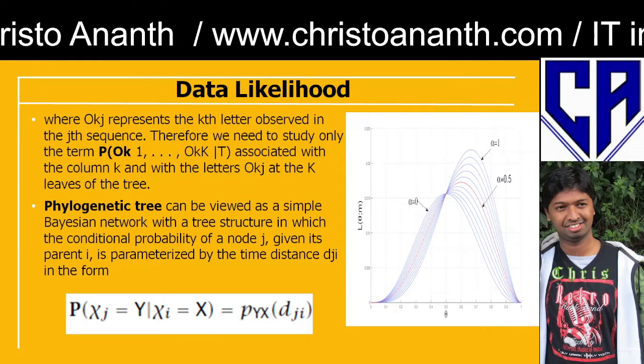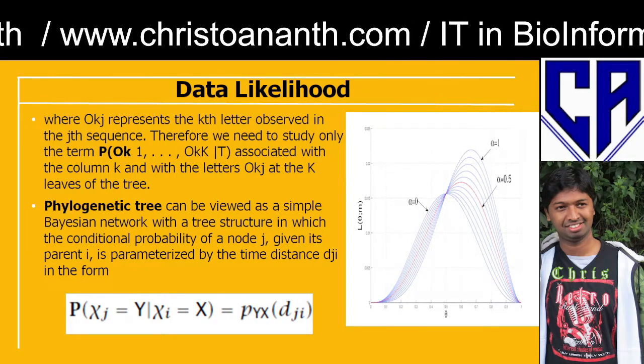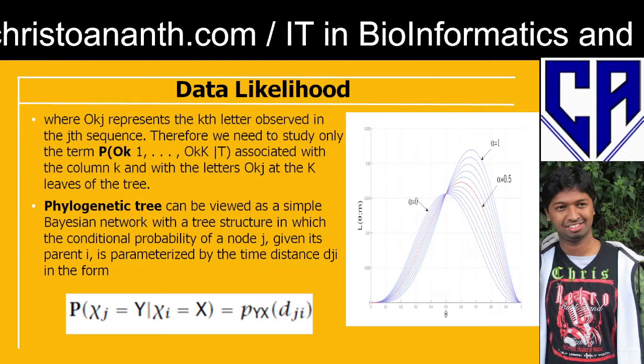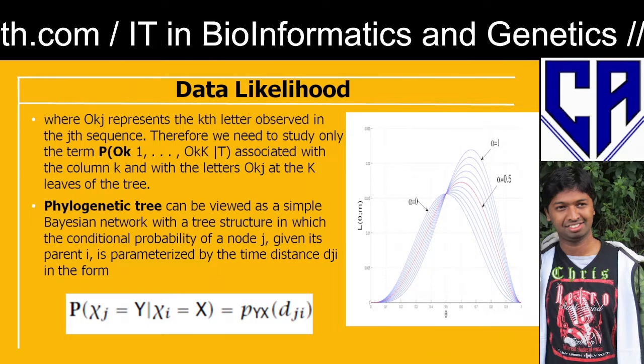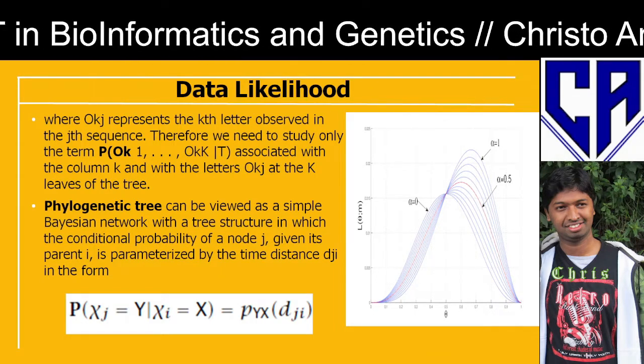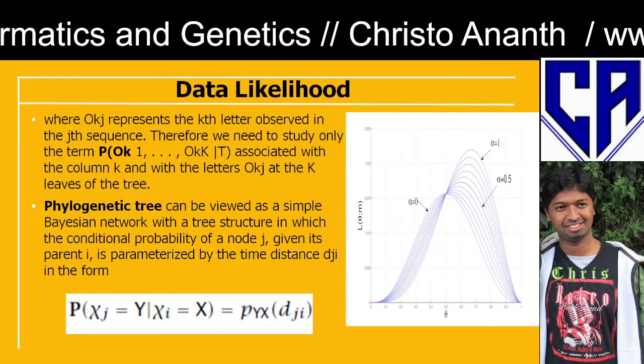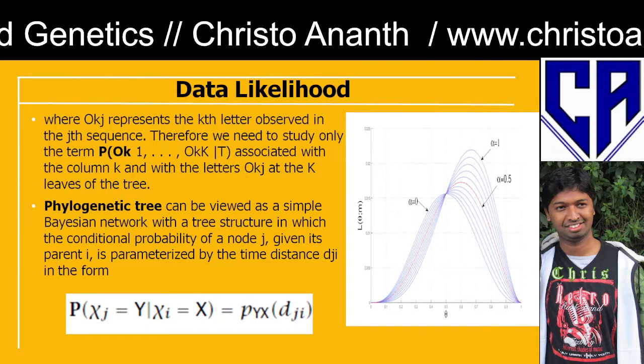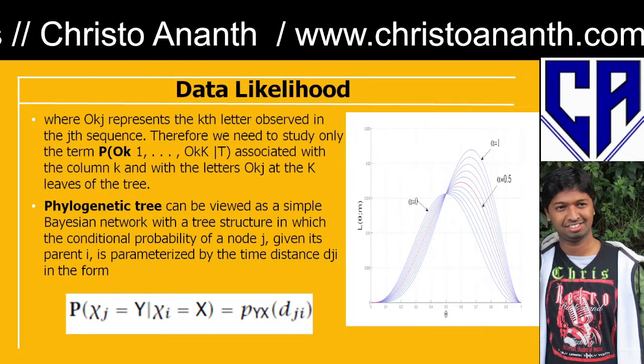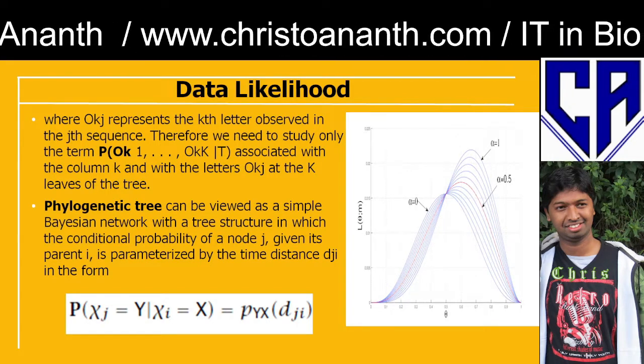So this Ok is actually Okj, which represents the kth letter observed in the jth sequence. Okay, so it's a tree. It's actually a phylogenetic tree. It comes from the Bayesian network, and the Bayesian network actually comes from the hidden Markov models.